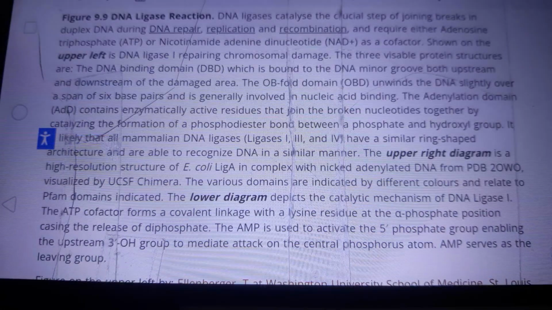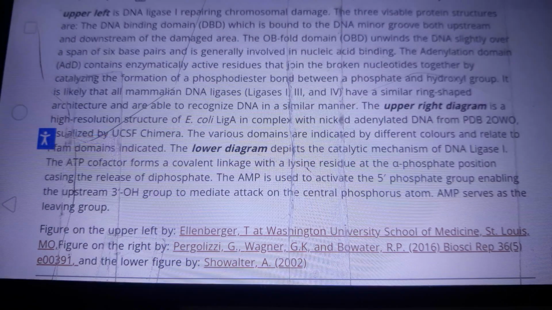The 3 visible protein structures are the DNA binding domain, DBD, which is bound to the DNA minor groove, both upstream and downstream of the damaged area. The OB fold domain, OBD, unwinds the DNA slightly over a span of 6 base pairs and is generally involved in nucleic acid binding. The adenylation domain, ADD, contains enzymatically active residues that join the broken nucleotides together by catalyzing the formation of a phosphodiester bond between a phosphate and hydroxyl group. It is likely that all mammalian DNA ligases 1, 3, and 4 have a similar ring-shaped architecture and are able to recognize DNA in a similar manner.